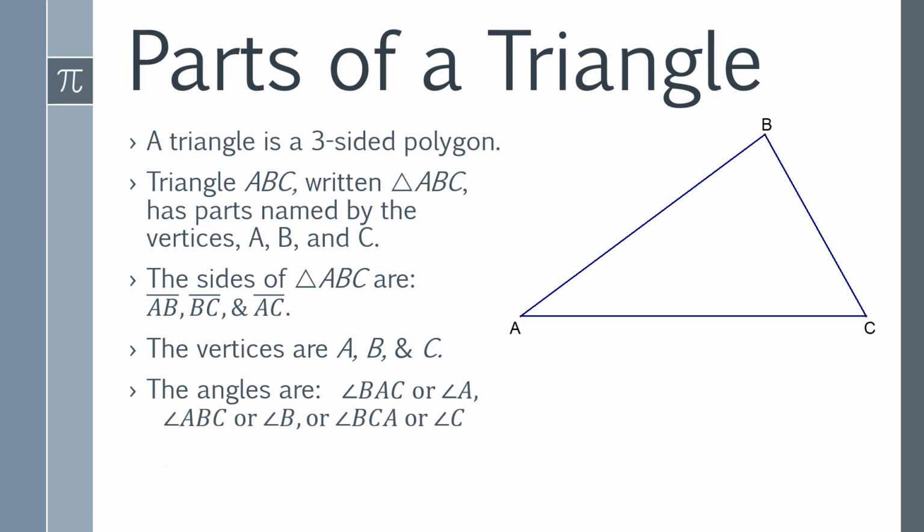Well, this is some explosive information for you. The parts of a triangle. A triangle is a three-sided polygon. Triangle ABC, written with the symbol for a triangle with ABC after it, has parts named by the vertices A, B, and C. The sides of the triangle are segment AB, segment BC, and segment AC. The vertices are A, B, and C. The angles are angle BAC or angle A, angle ABC or angle B, or angle BCA or angle C.